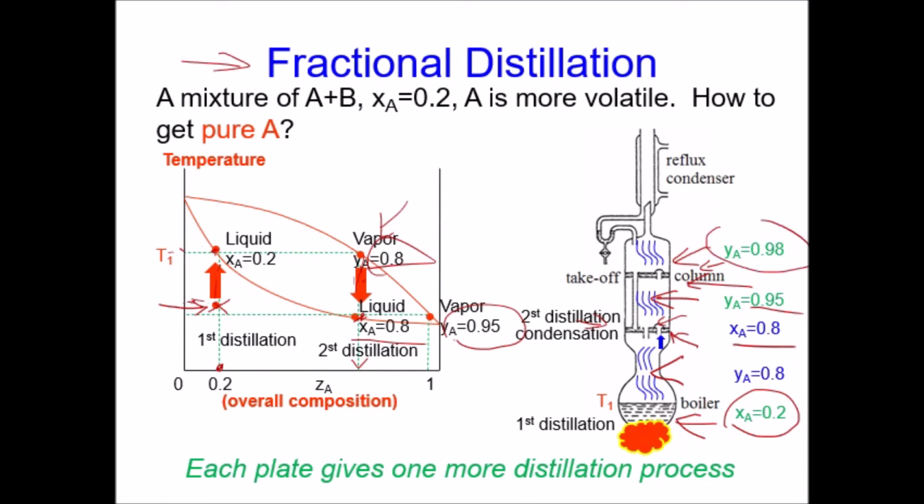So if you have more plates, then you have more equilibrium between liquid and the gas phase. And in the gas phase, it becomes richer and richer in A. And so eventually on the top of the plates, you can achieve very high concentration of A.